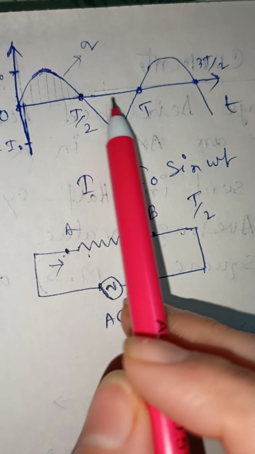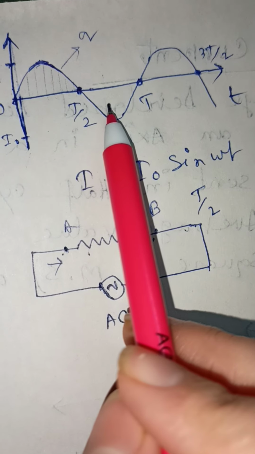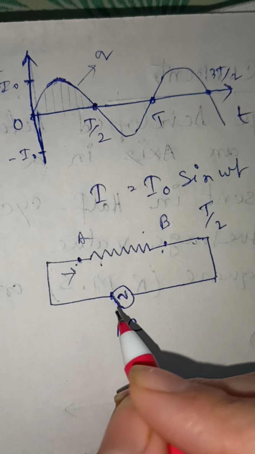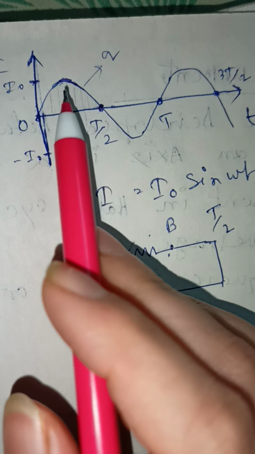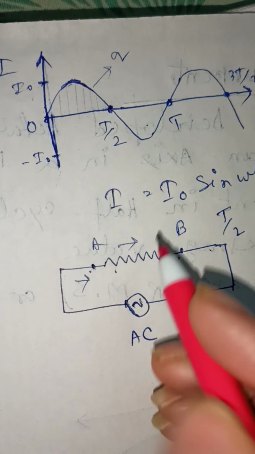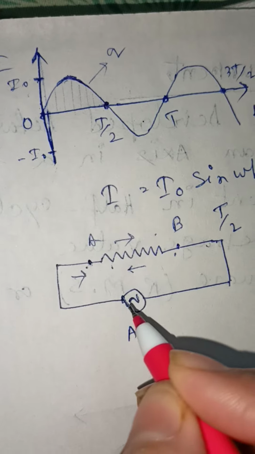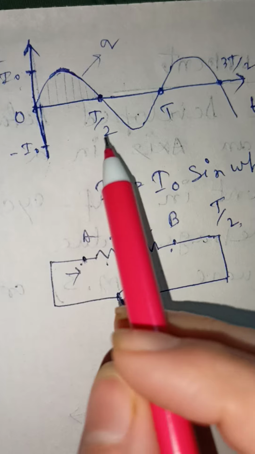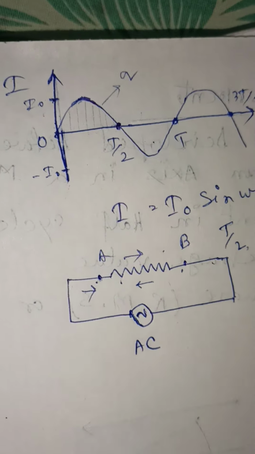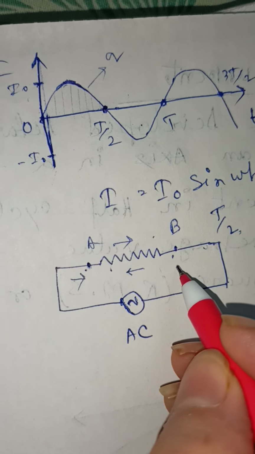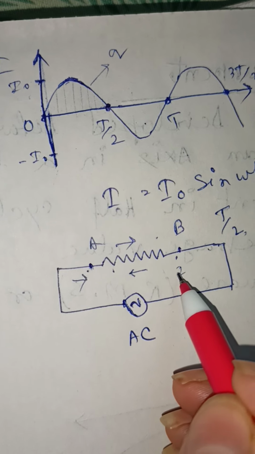Now for this second half, the polarity of this AC will reverse, right? So if for this half the direction of current is along this direction, that means for this half the direction of current is along this direction. That means if Q amount of charge flows from A to B for T by 2 time, then for the next T by 2 time, this duration, the same amount, Q amount of charge moves from B to A.